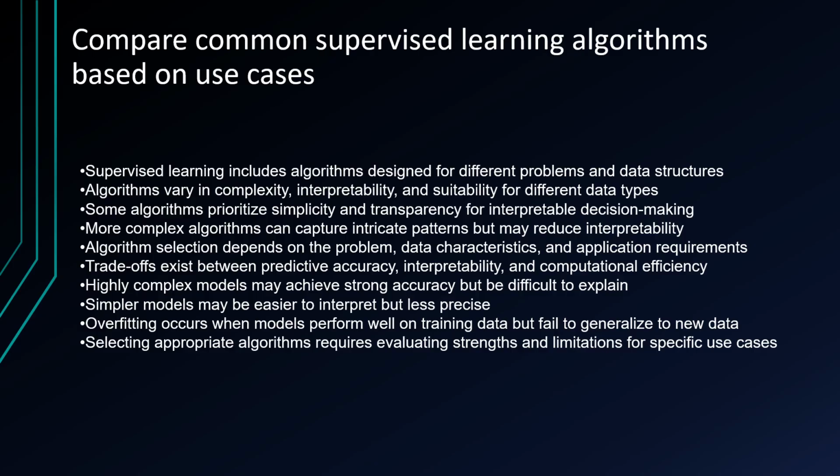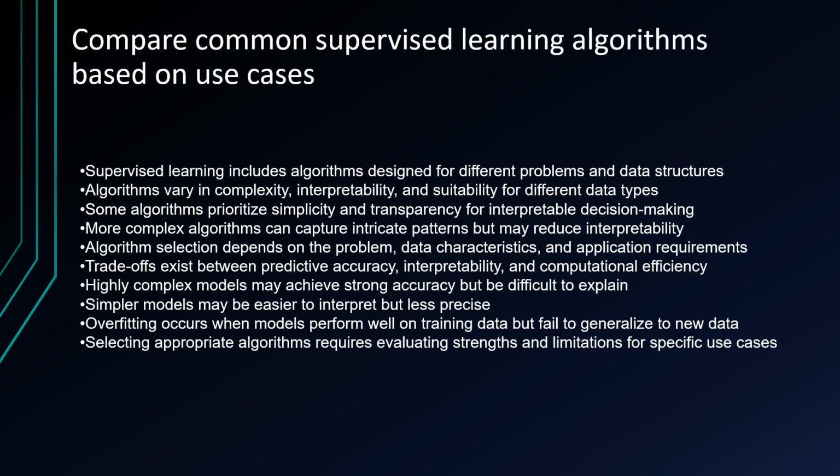Algorithm selection therefore depends heavily on the nature of the problem and the characteristics of the data. Some datasets contain relatively straightforward relationships that simpler models can capture effectively. Other datasets involve high dimensionality, nonlinear behavior, or highly variable environments that require more sophisticated approaches. Analysts must evaluate whether the added complexity of advanced models produces meaningful operational benefits relative to the associated costs and risk. Another important consideration involves computational efficiency.